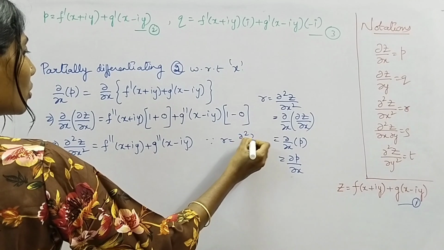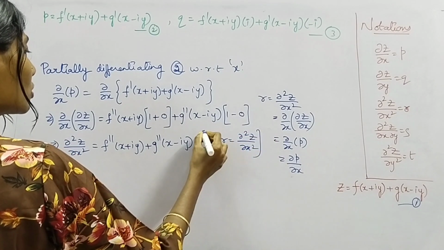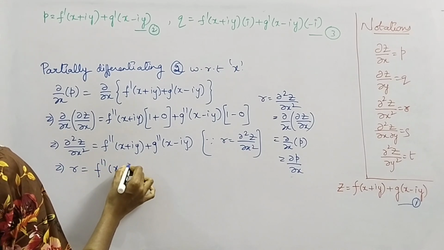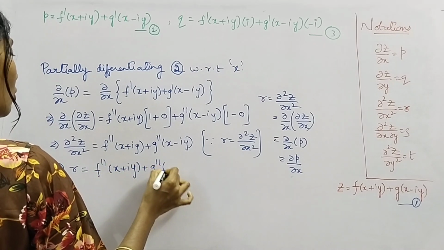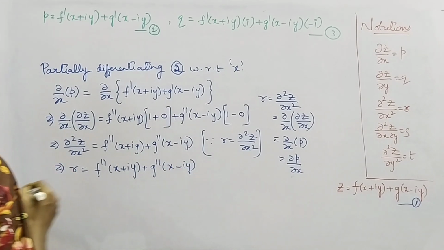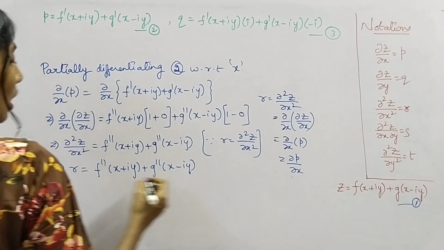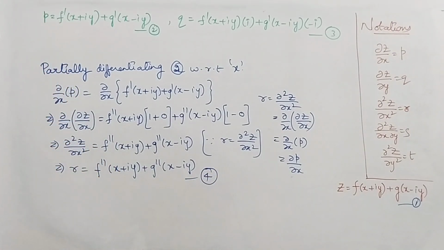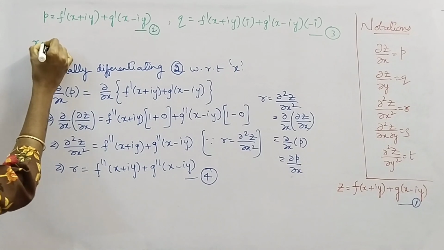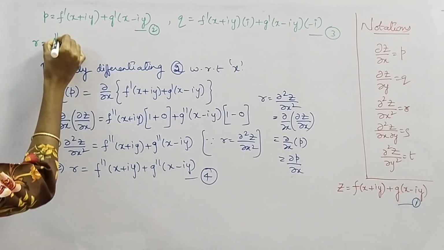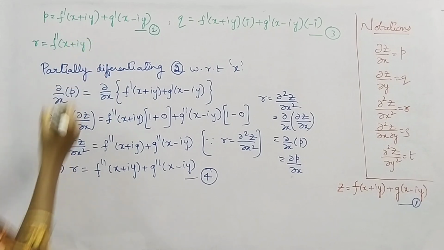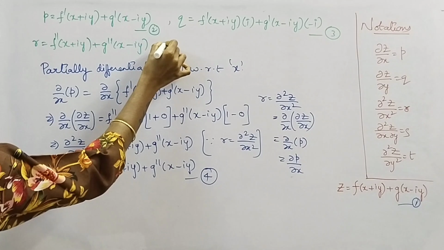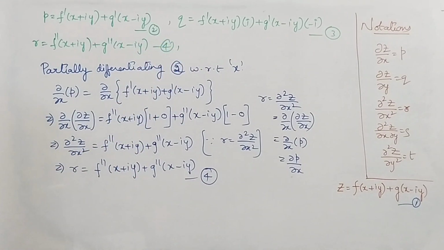Since r equal to dou square z by dou x square, this gives us r equal to f double dash of x plus iy plus g double dash of x minus iy. We got r here. Consider as equation number 4. We got r equal to f double dash of x plus iy plus g double dash of x minus iy, equation number 4.